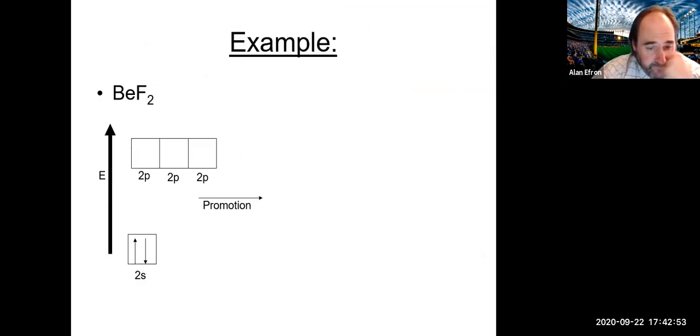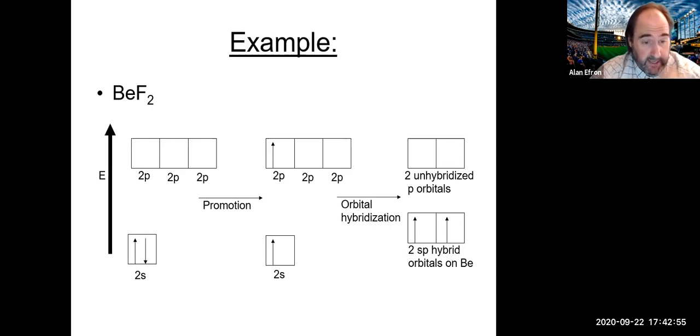So if we look at an example here, this is BeF2. This is an exception to the octet rule. This is an incomplete octet.